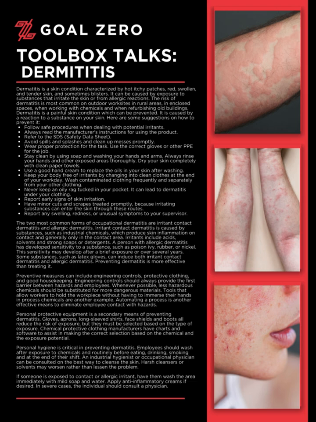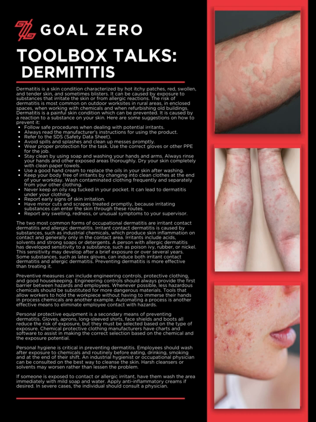A person with allergic dermatitis has developed sensitivity to a substance, such as poison ivy, rubber, or nickel. This sensitivity may develop after a brief exposure or over several years. Some substances, such as latex gloves, can induce both irritant contact dermatitis and allergic dermatitis. Preventing dermatitis is more effective than treating it.